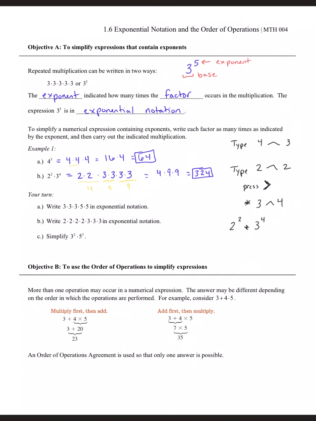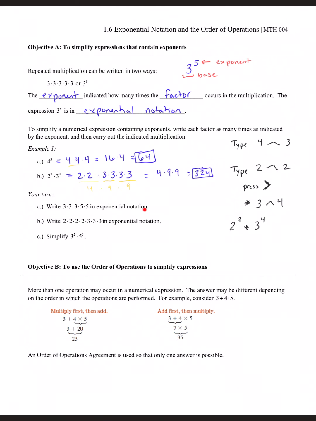If you forget to press this over button right here, you're going to end up typing all of this stuff up into the exponent. So you want to be very careful with that. Okay, so now what I'd like you to do is try these 3 your turn problems.